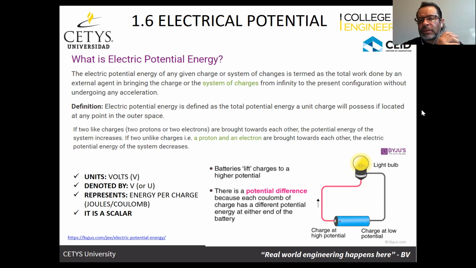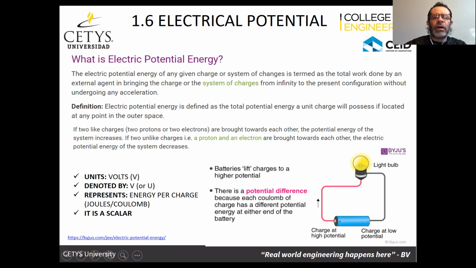A shorter definition of electrical potential is that it's the total potential energy per unit charge that is going to be needed or located at a certain point in space. And obviously this is due to an electrical field. If there's no electrical field, there's no electrical potential.